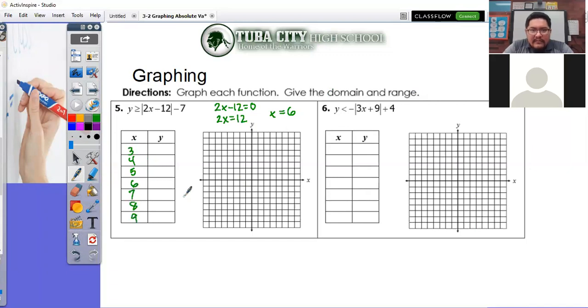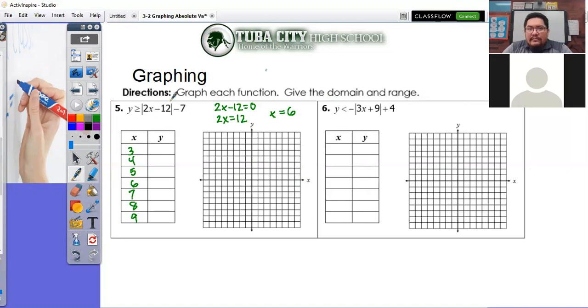But I don't know if, in this case, the graph only goes up to 8. So I'm not sure if we really need 9. But just to keep things the same, I'm going to go ahead and just leave that as is.